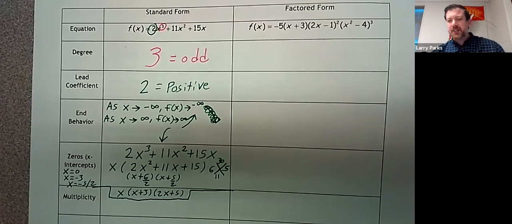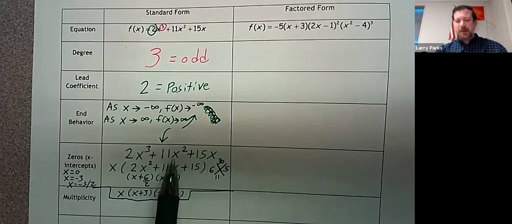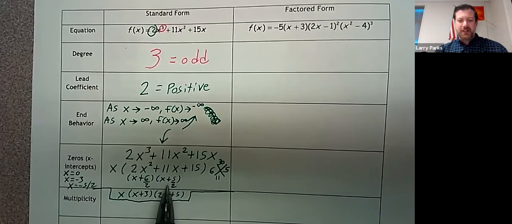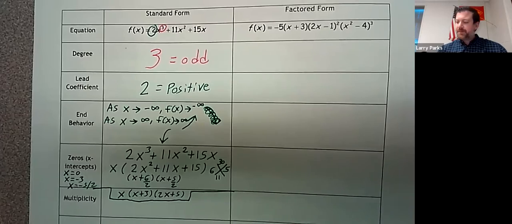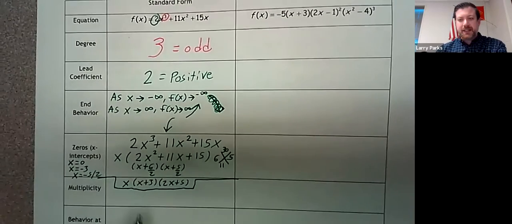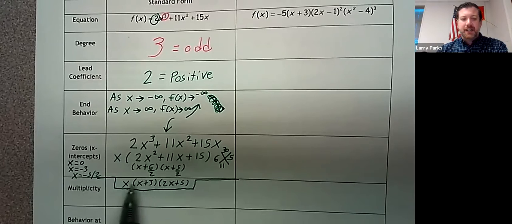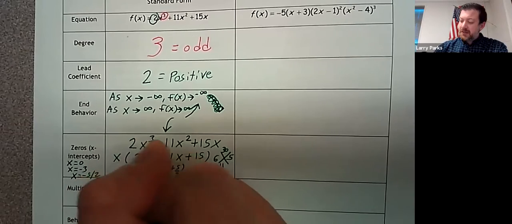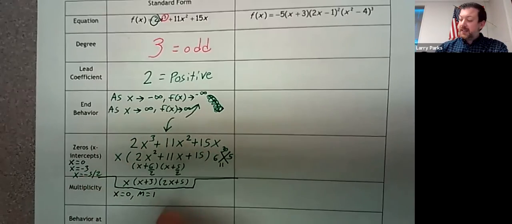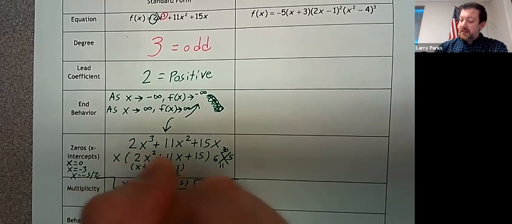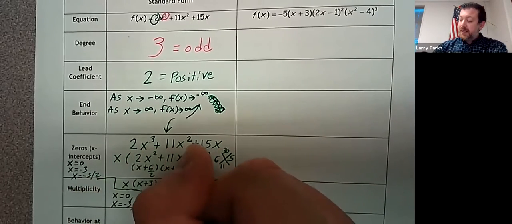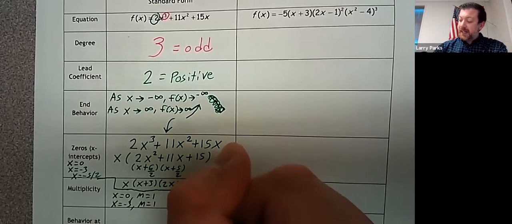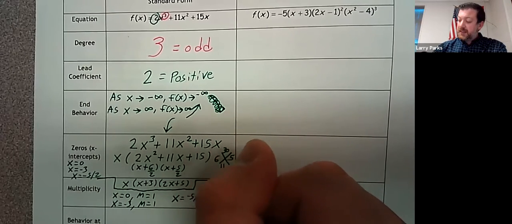So a lot of this is review so far, but the next class period, we're basically going to be practicing how do you find the GCF. Multiplicity, when I look at this, every single factor does not have multiplicity. It's just, I guess you could say multiplicity of 1. So you would say x equals 0 multiplicity of 1, x equals -3, multiplicity of 1, and then x equals -5/2, multiplicity of 1.